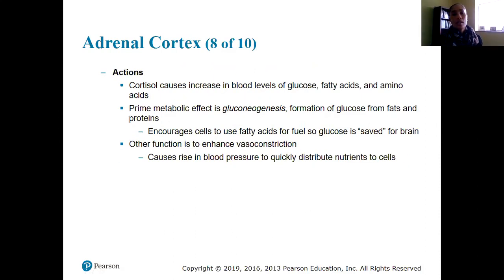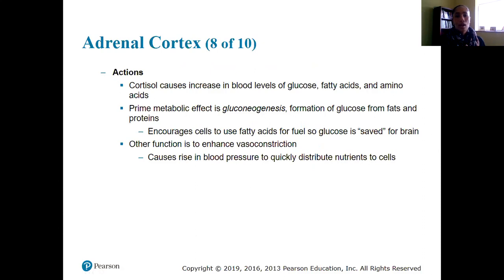Cortisol causes an increase in blood levels of glucose, fatty acids, and amino acids. Go back to that example I was telling you about: when you're under high stress, your body is going to retain these fatty acid reserves so that we can be sustained during these high stress environments. A prime metabolic effect is gluconeogenesis, the formation of glucose from fats and proteins. It encourages cells to use fatty acids for fuel, so glucose is saved for the brain so that we can continue functioning under high stress.